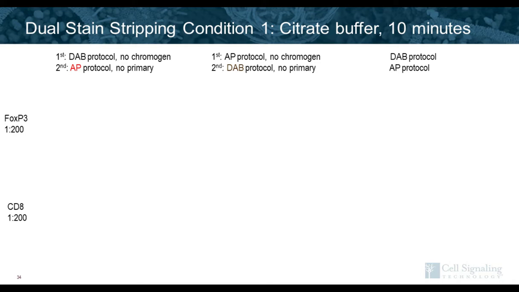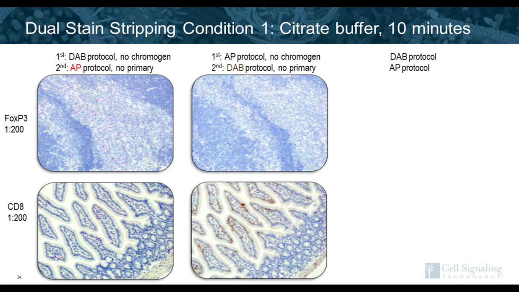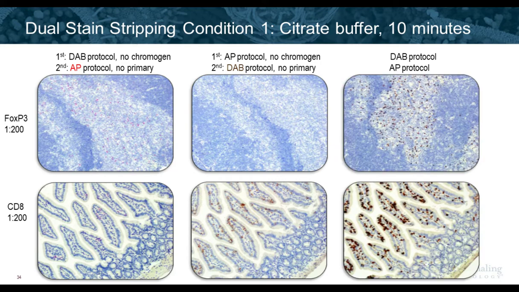If the stripping step was 100% effective, then we should see no signal once the assay is complete, as the primary antibody was only applied prior to the stripping step. As you can see in these images, there's still some red signal with both FOXP3 on the top and CD8 on the bottom. Interestingly, when the alkaline phosphatase protocol is run first, followed by DAB, FOXP3 is stripped more efficiently and CD8 less. If we ran just the dual plex assay without omitting the chromogen or the second primary antibody, it would be impossible to know if the stripping was sufficient.